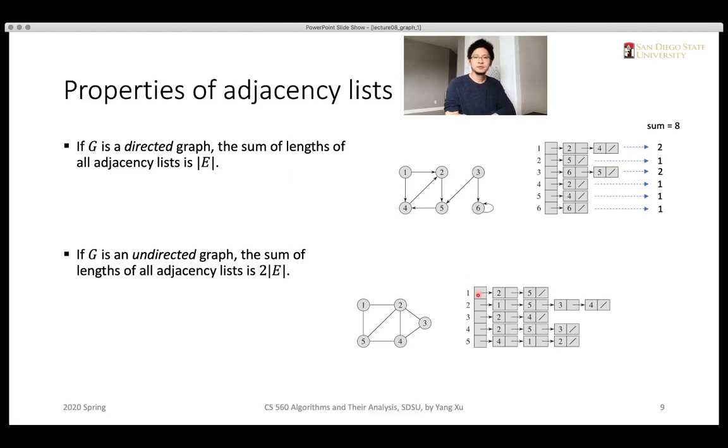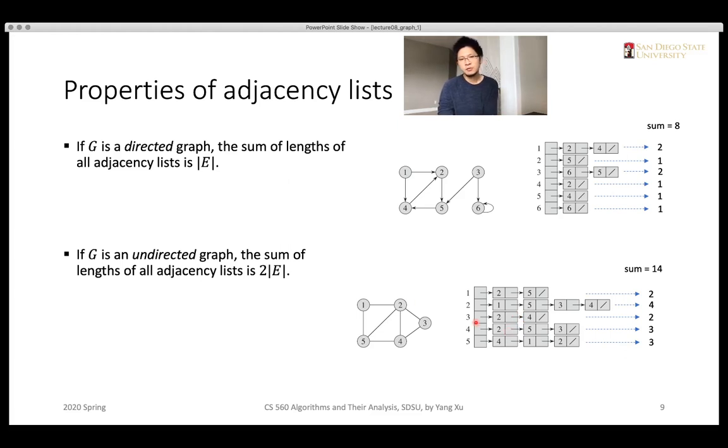Okay, so using the same example from the previous slides, if we count the lengths of each adjacency list, the length of the first one is 2, the second one is 4, and then 2, 3, 3, and they all add up to 14, which is 2 times the total number of edges, right? 1, 2, 3, 4, 5, 6, 7. Okay, so this is because the edges, or all the adjacency vertices, are counted twice.